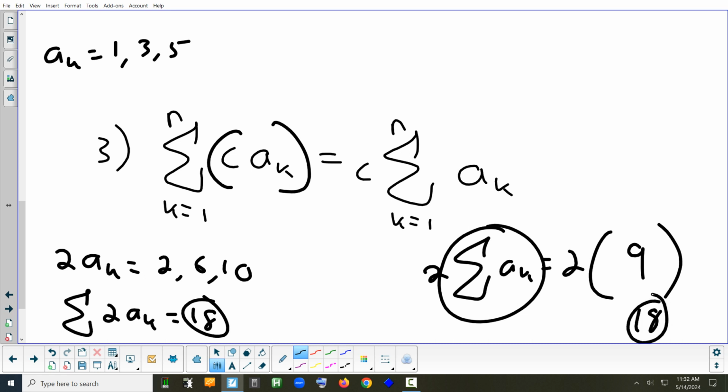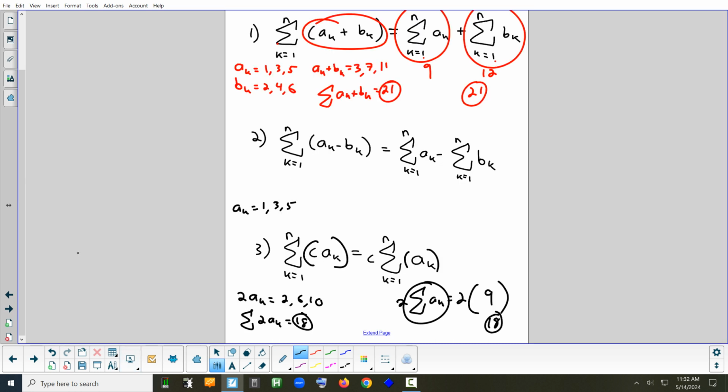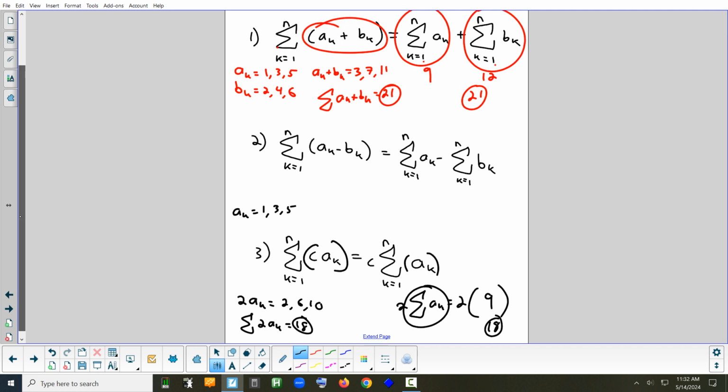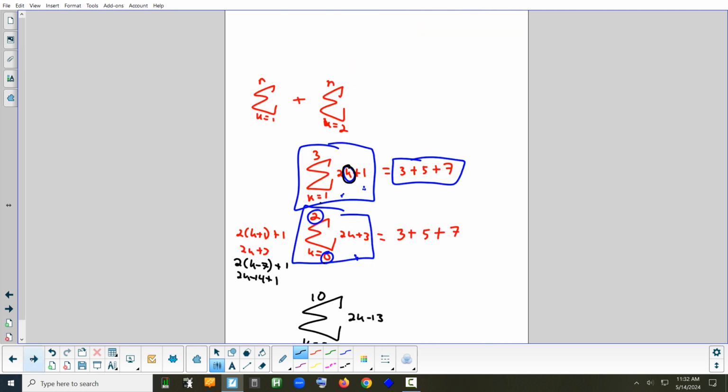Okay, this one's very useful because it allows us to take maybe a sequence that looks complicated, and it's almost like factoring a number out of it, putting it in front, and making what you're adding up a little simpler. So any questions on those 3 rules? All right. So those are all just different properties of summations.